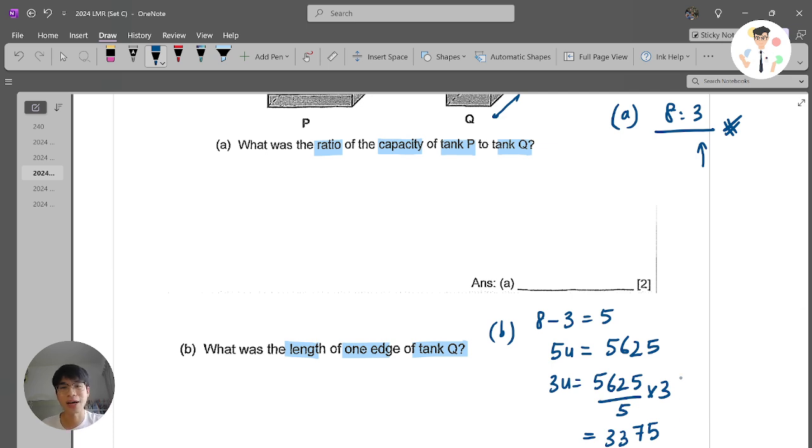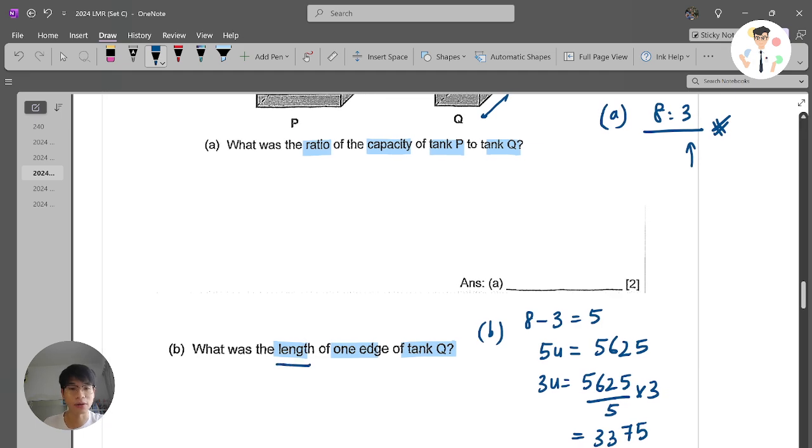But again, the question is not asking for capacity, but they're asking for the length of 1H. Because I know this is a cubical tank, the length, the breadth and the height multiplied together give the volume, and they are the same. So I can use the cube root. Cube root of 3375, when you press on your calculator, you should get 15. And this is in cm. So the final answer for question B is 15 cm.